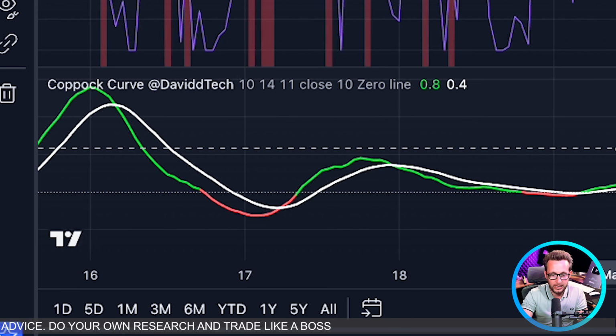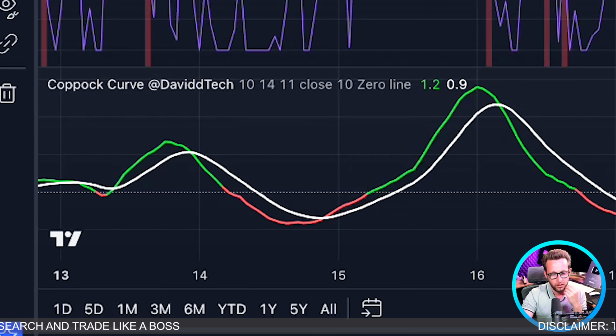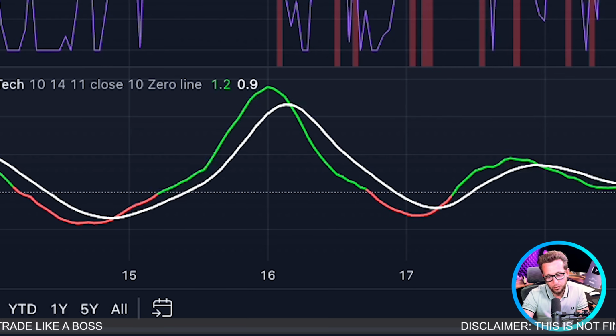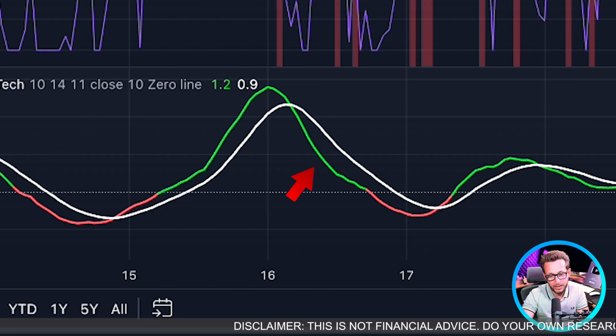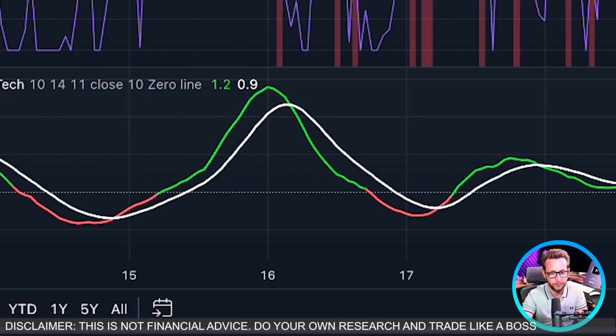The cop block is a little bit simpler. We're on default settings for the cop block curve. When the cop block curve goes over the moving average, this white band here, and turns green, we're looking for longs. When it's below the moving average and goes red, we're actually looking for shorts. So pretty simple to confirm our entries.